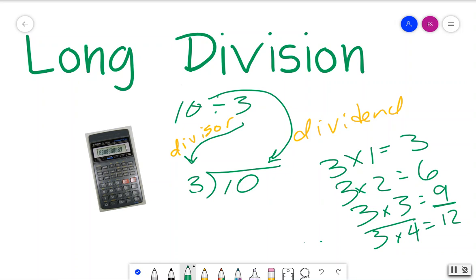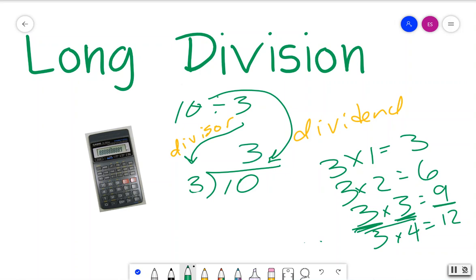So it's kind of like The Price is Right. You want to get as close as you can without going over. So 3 times 3 is 9. So we're going to say, okay, this 3 times 3 is the key. So it goes in 3 times.